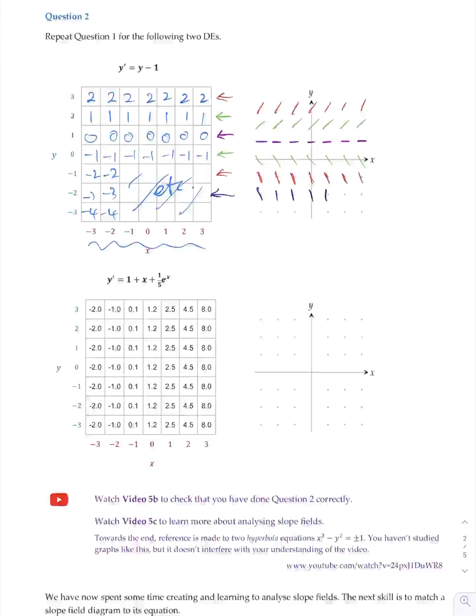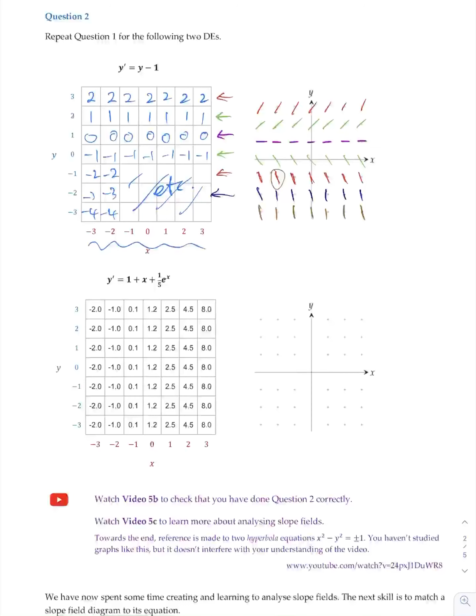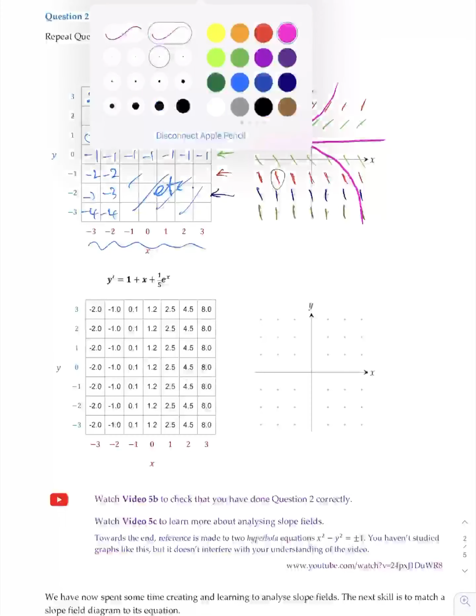These are very hard to draw, something that's between that steepness and vertical. And naturally we have this kind of thing, and the equilibrium solution is that. All right, next one.